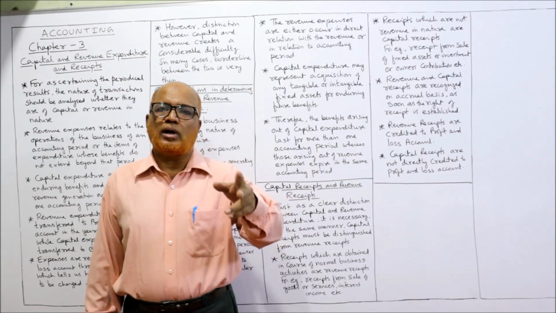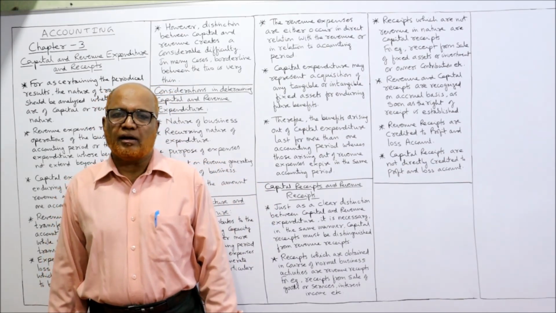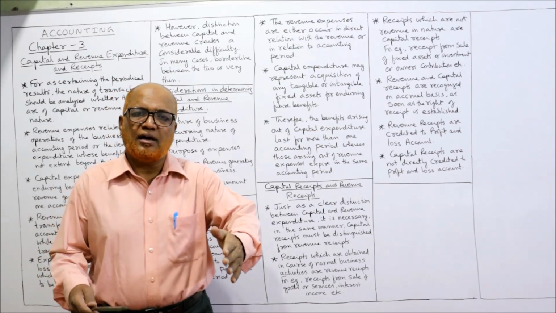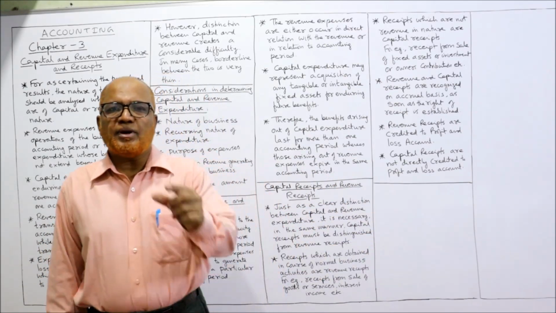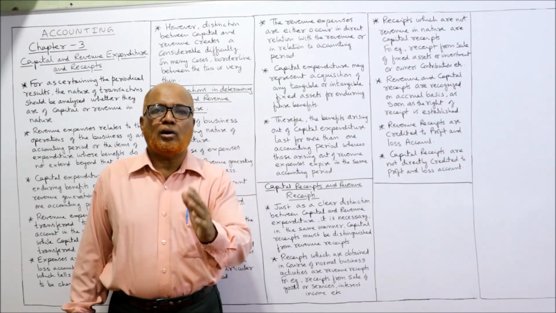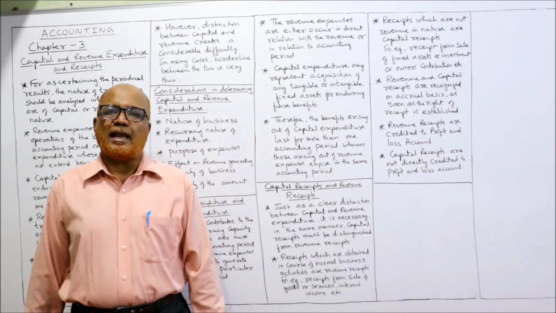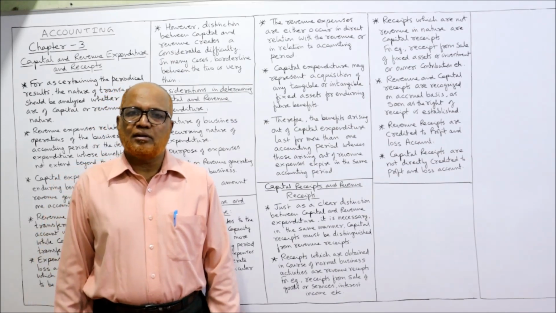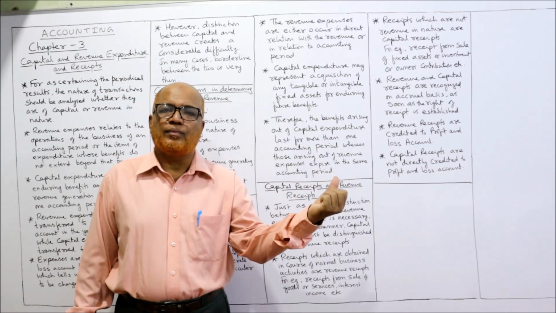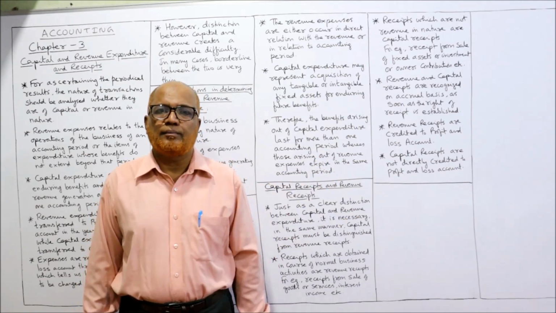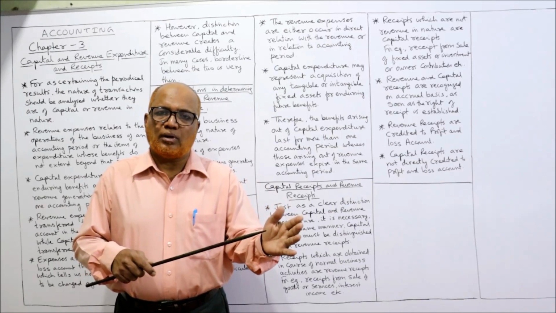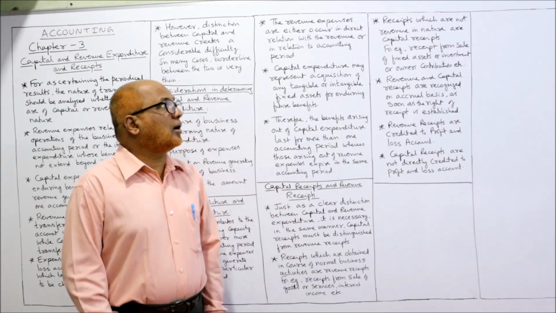So cost of goods sold, like purchases and direct labor, is directly related to revenue. These are revenue expenditure in relation to revenue. Some expenditure is related to the accounting period, not to revenue. Example, salary paid, rent paid. The salary paid and rent paid do not have any link with the revenue. It is linked with the accounting period. Like this, some revenue expenditure is related to revenue, some revenue expenditure is related to the accounting period.